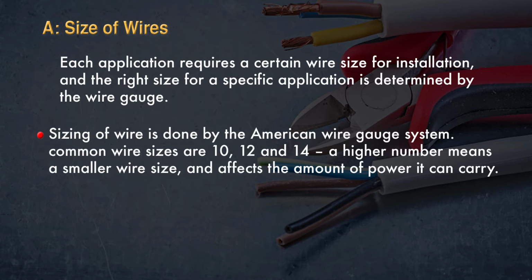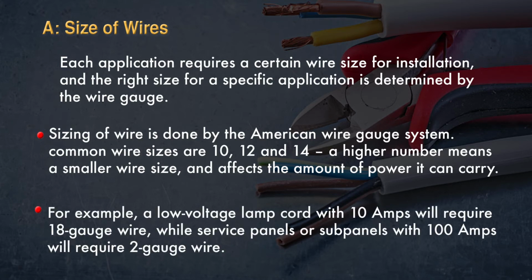Common wire sizes are 10, 12 and 14. A higher number means a smaller wire size and affects the amount of power it can carry. For example, a low voltage lamp cord with 10 ampere will require 18 gauge wire, while a service panel or sub panel with 100 amperes will require 2 gauge wire. So here you can notice that 2 gauge wire can carry more current, which is equivalent to 100 ampere.